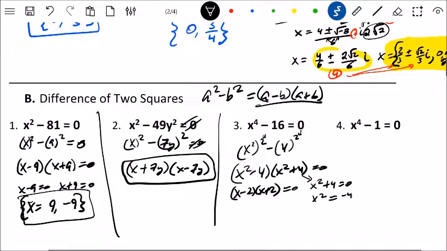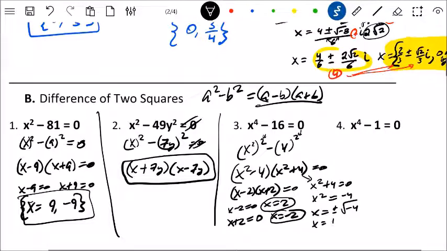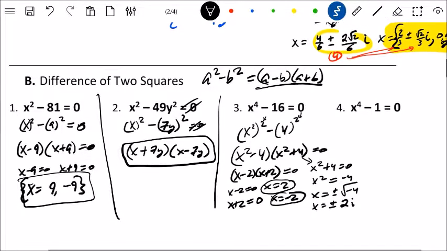Here I'm going to subtract the 4, and here I'm going to take the square root, plus or minus the square root of negative 4. We'll come back to that in a second. x minus 2 is equal to 0, so x equals 2. The second one is x plus 2 equals 0, so that means x is equal to negative 2. So here I have one of the answers, here I have another answer. And here I'm not quite finished because I have to take the negative out, and the square root of 4 is 2. So x is equal to plus or minus 2i. So our solution set for this one looks like it's negative 2, 0, and plus or minus 2i.